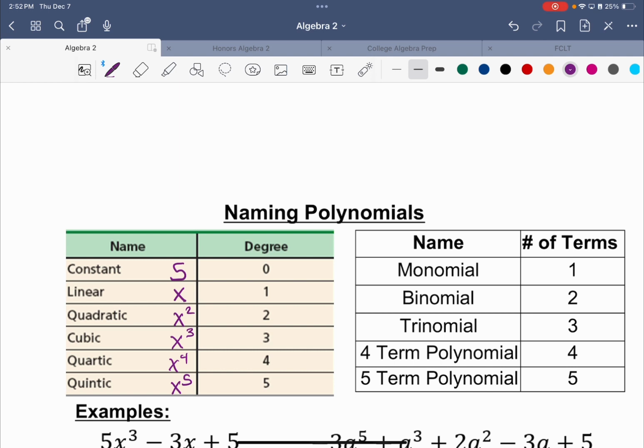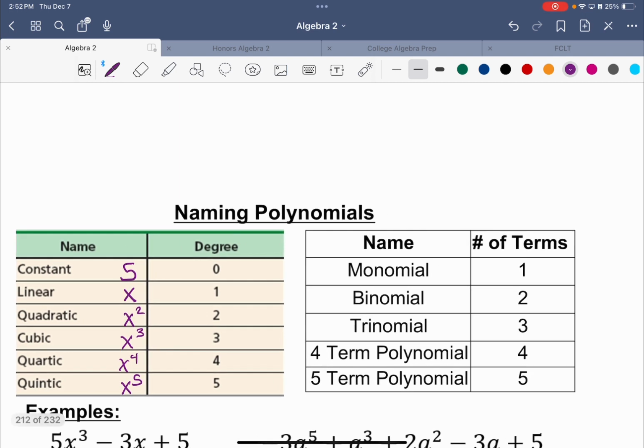So that's by the degree. And by the degree, it's only the first term if it's in standard form. We don't care about anything else. Then we can also name it by the number of terms. If it has one term, it's considered to be a monomial. So x, 2x, that's one term. That's considered to be a monomial.